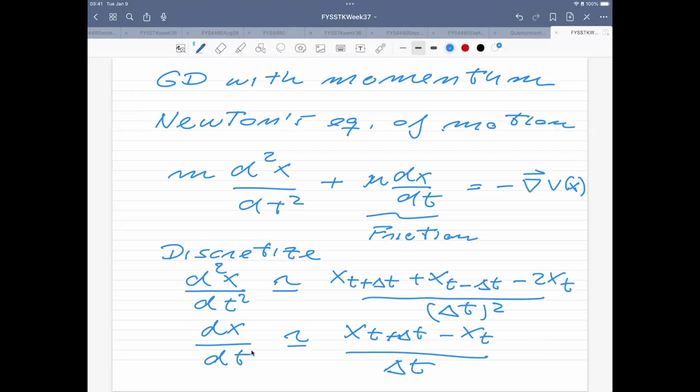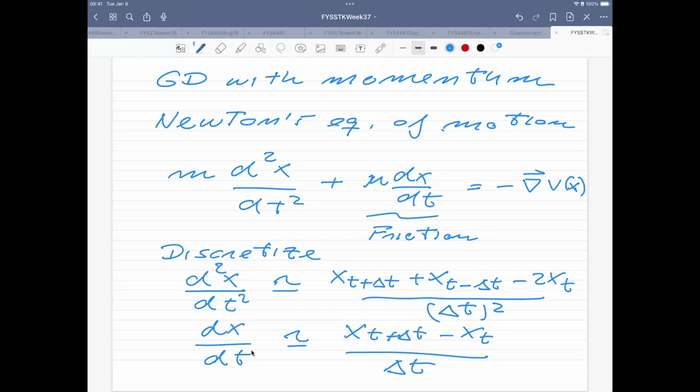If you're not familiar with how you get these expressions, you take Taylor expansions around t plus delta t and t minus delta t, and then combine the expressions either by subtracting or adding. Then you can get this formula for the first derivative, second derivative, etc. These are the standard equations used in the numerical solution of differential equations.